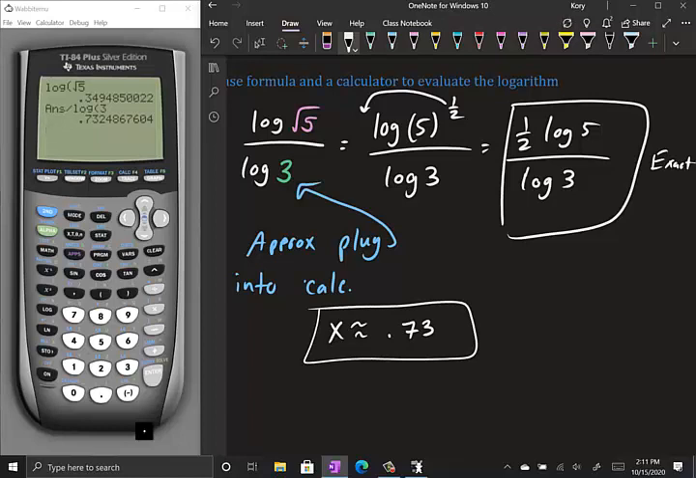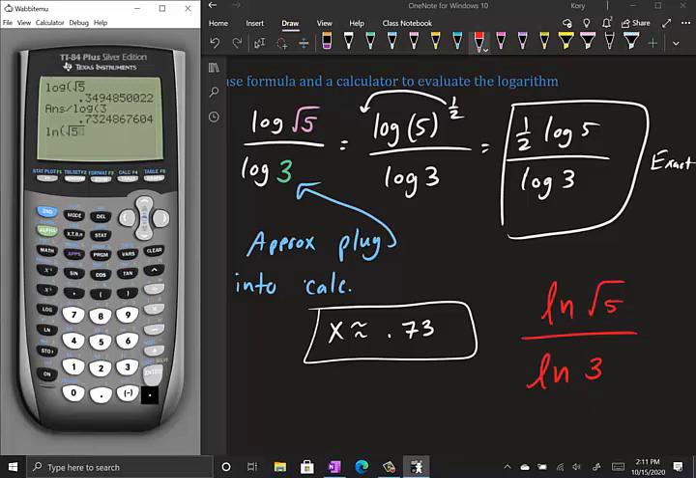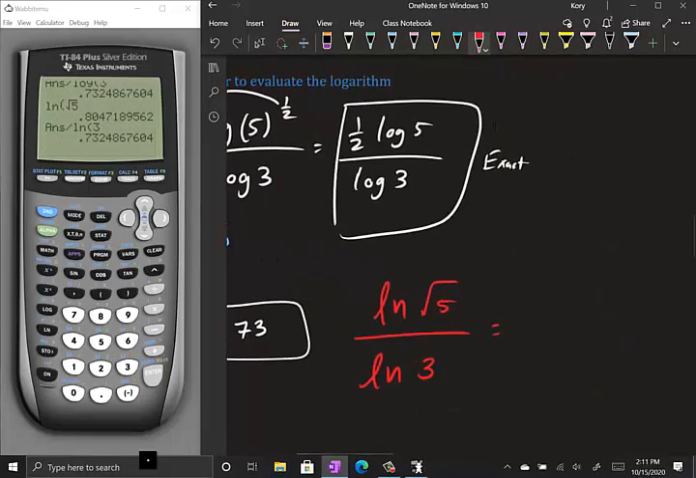If we wanted to use ln, I'll do it in red. We have ln over ln. The top goes on top and the little bottom number goes on the bottom. So we would switch it just like before, but I just want to show you with your calculator, you get the same thing. So we have log square root of 5, and then divided by log 3. See, we get the same answer. We would still need to switch this to 1/2 ln 5 and ln 3 to be the exact answer.